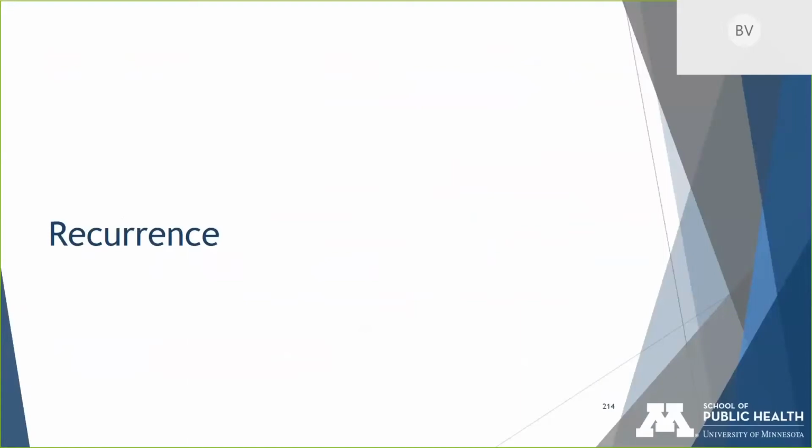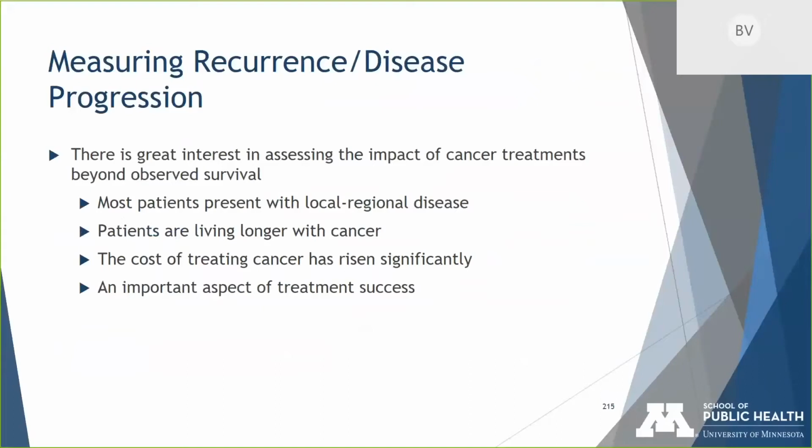So a lot of people are also interested in measuring recurrence. Most patients that have cancer, luckily, have local or regional disease. People are able to live longer with cancer. The cost of treating cancer has risen significantly, and so people want to know, if people receive treatment and it seems like they're doing okay, does that mean that their cancer is not going to come back? What does this mean? So can we measure recurrence?